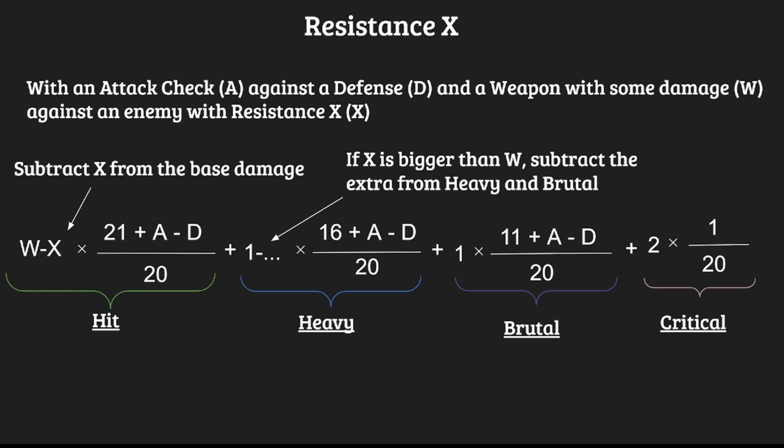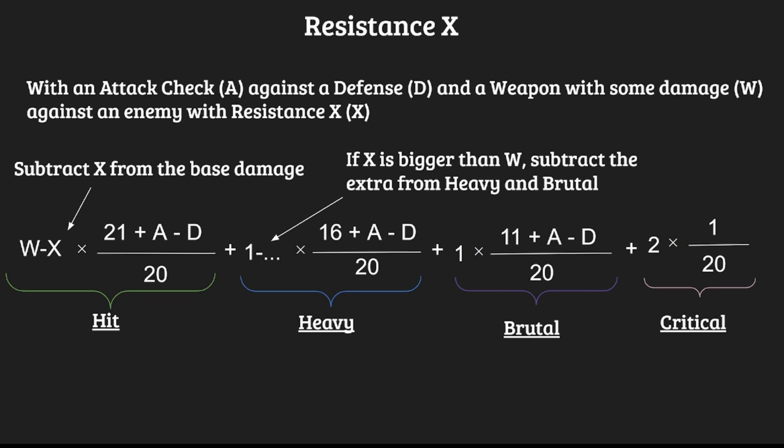But if I get a heavy hit, and I deal 4 damage, well, that's still going to be reduced down to 0. So what we do is we take this kind of excess or spillover damage, and we're going to subtract that from the heavy, and if there's some more damage, we're going to subtract that from the brutal, and we kind of keep going on.